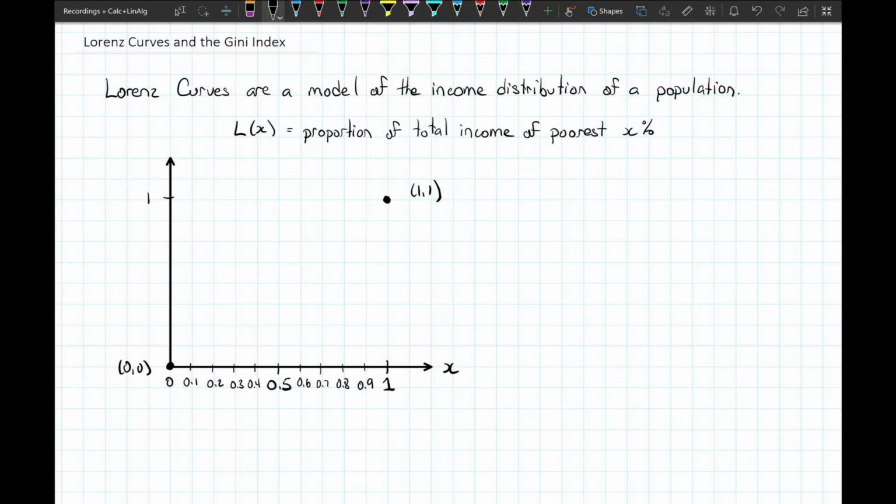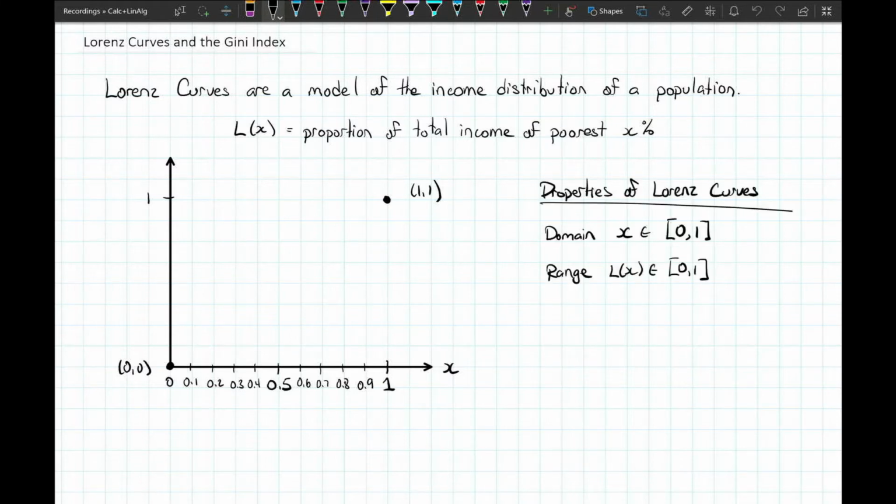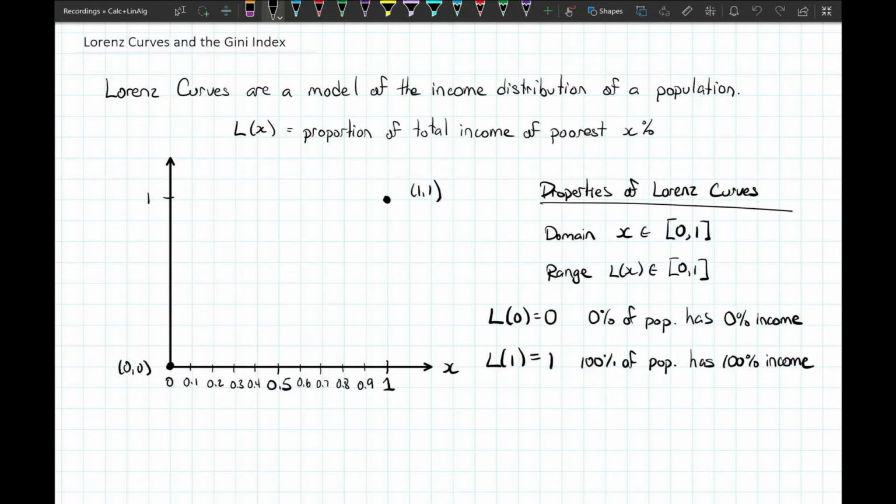We can't just have any function connecting (0, 0) and (1, 1). There are several properties for Lorenz curves that they must obey. We already know that the domain needs to be from 0 to 1 inclusive, and the range needs to be from 0 to 1. We also already know that L of 0 equals 0 and L of 1 equals 1. But now we also have to have a fact that this function needs to be non-decreasing. That means that the first derivative of our Lorenz curve needs to be greater than or equal to 0.